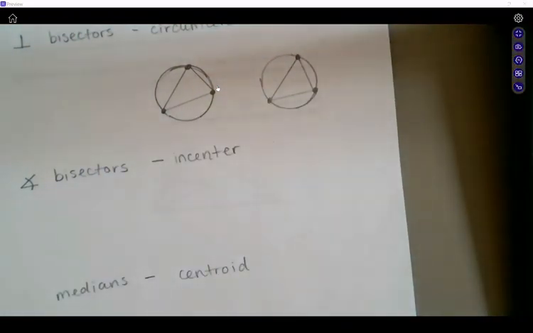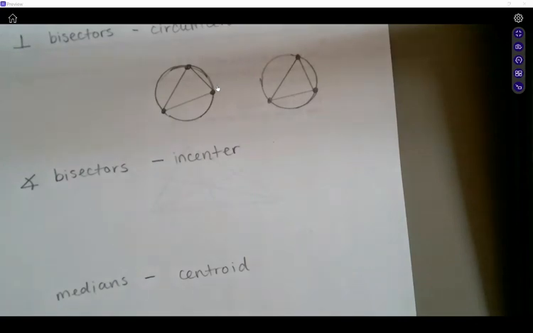Now, remember, a circumcenter is the point of concurrency of a triangle's 3 perpendicular bisectors. What does it mean to have a perpendicular bisector to the side of a triangle? What does bisect mean? It's going to cut it in half. What does perpendicular mean? They make a 90-degree angle.